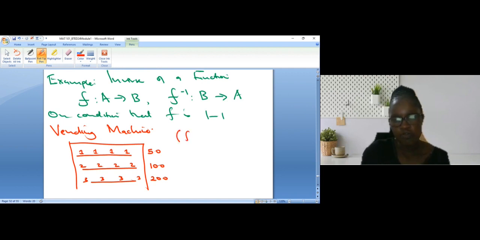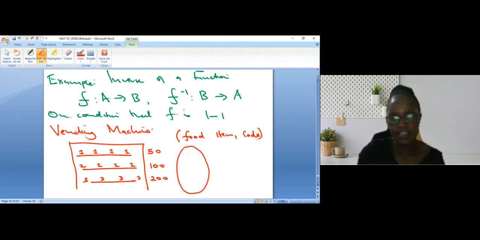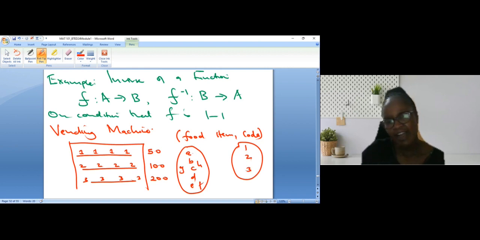So if my relation is food item to a code, then it would be as follows. I have my food items here, A, B, C, D, E, F, G, whatever, so many. But I have only 3 codes, 1, 2, 3. So I can have item A assigned to code 1, item B assigned to code 1, item C assigned to code 3, item D, each one of them must have a code.